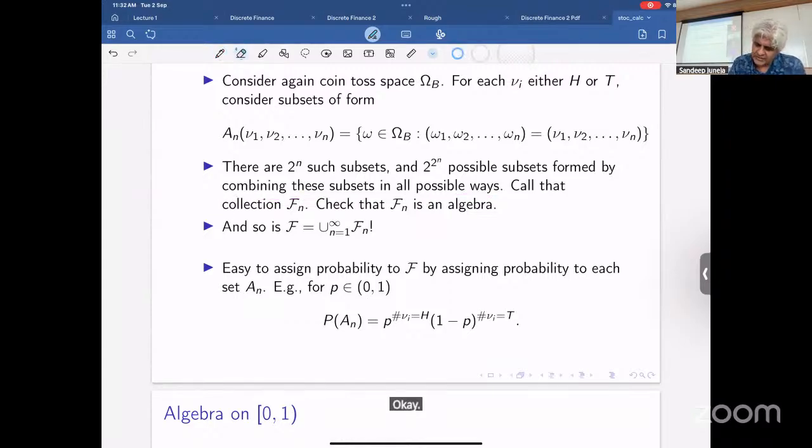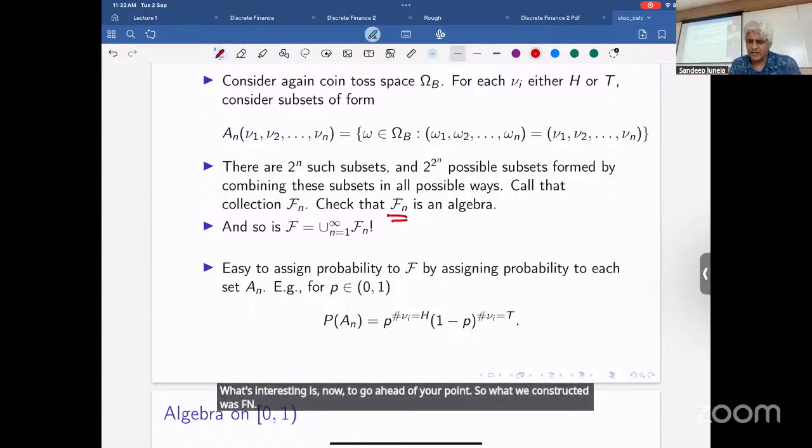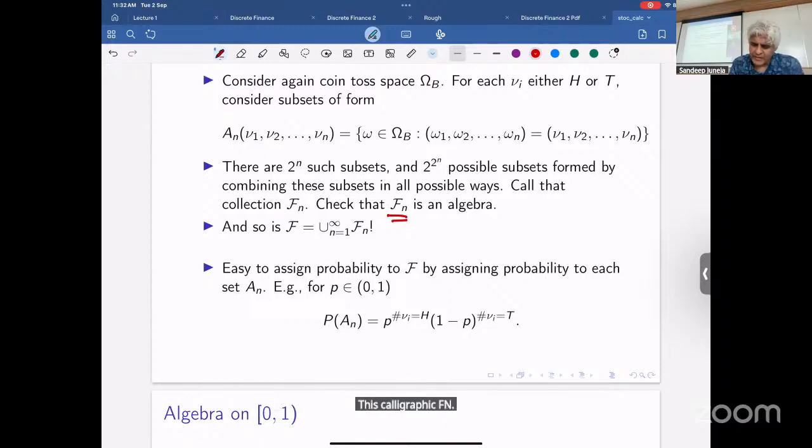What's interesting is, to go ahead with your point, what we constructed was Fn, this calligraphic Fn. Now, if I take the union of this collection of power sets for each n, that's also an algebra.